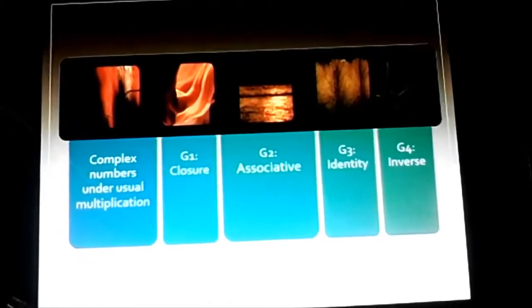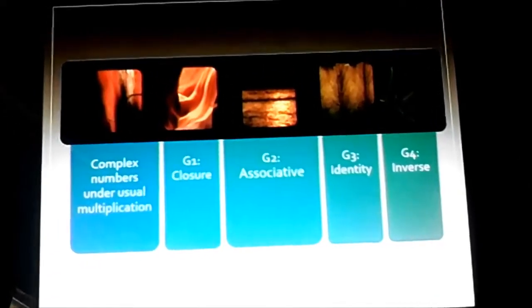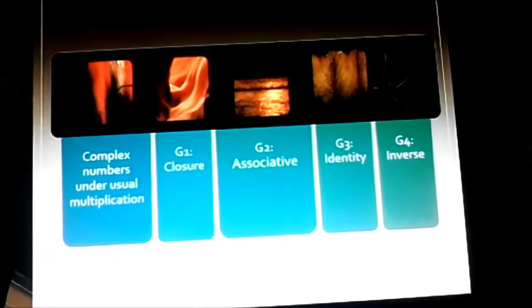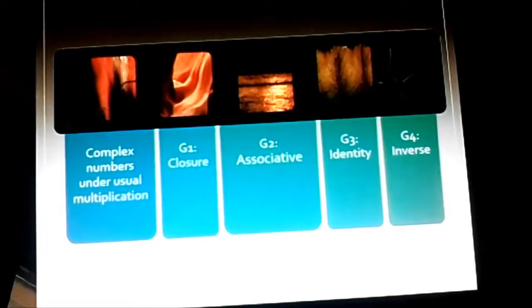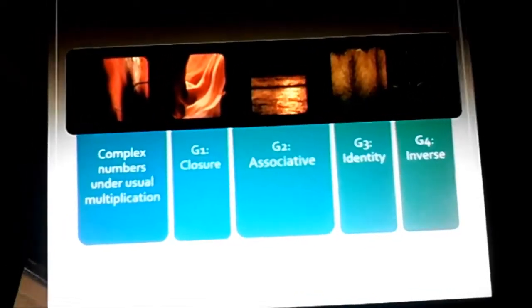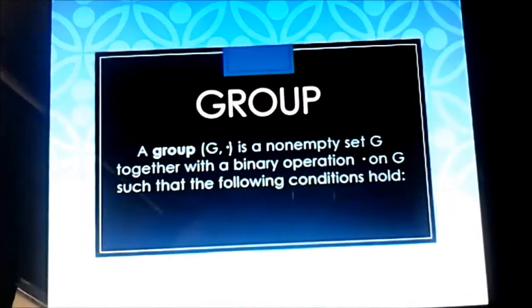For group 1, it must be closure. Group 2 would be associativity. Group 3, identity, and the property of group 4 is having the inverse property. Okay, let's have the next.